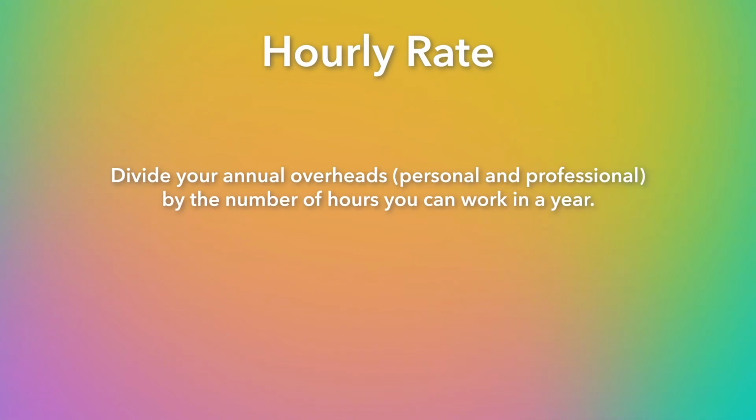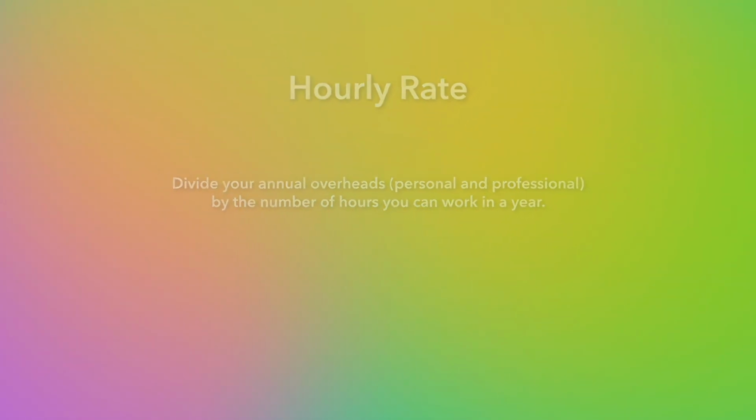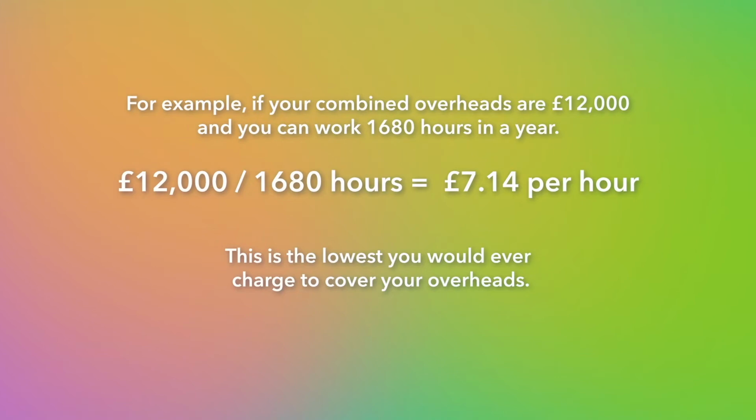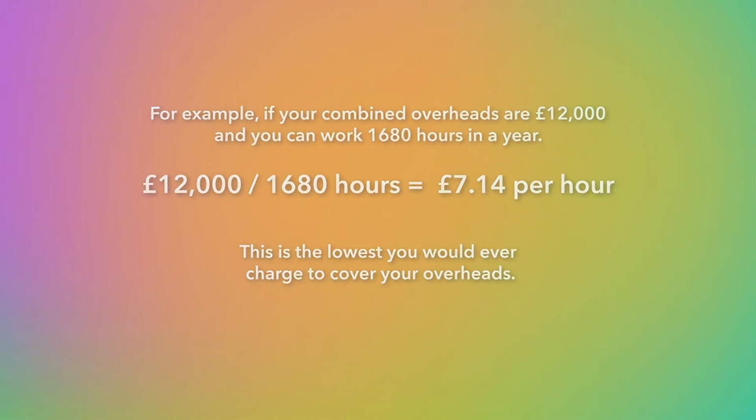To work out your hourly rate, divide your annual overheads, personal and professional, by the number of hours you can work in a year. For example, if your combined overheads are £12,000 and you can work 1,680 hours in a year, 12,000 divided by 1,680 equals £7.14 per hour. This is the lowest you would ever charge to cover your overheads. You'll need to revisit this hourly rate as your circumstances change over time.